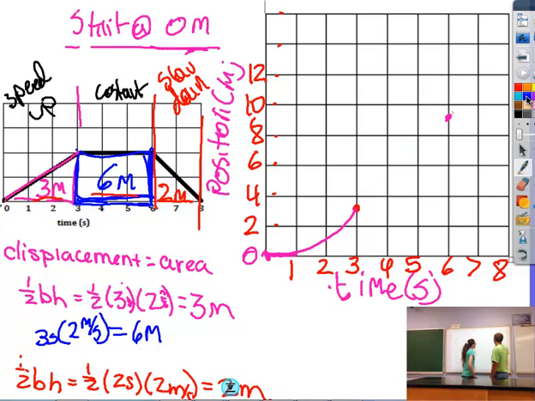So I need to end up at 9. I need to end up here, and I'll switch to blue. Okay, so I need to end up at 9, but this one is constant, so I can just connect the dots. Cool.